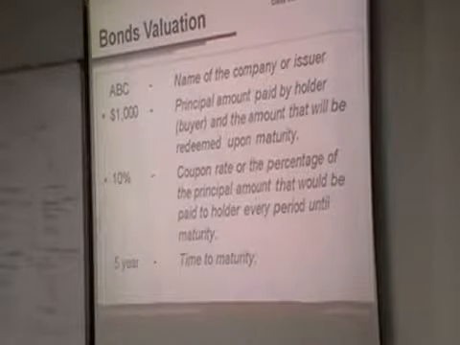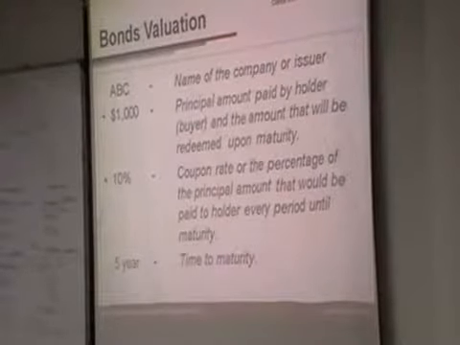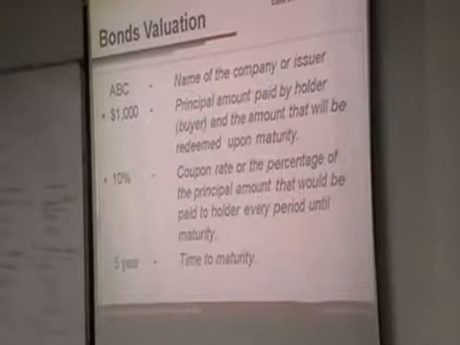Now, next is what we call bonds valuation. Bonds valuation. How do you value bonds? Okay, value bond. I know it's a bond of fixed income. Now, when you invest in a bond, ABC is a company, 1,000, 10%, 5-year.